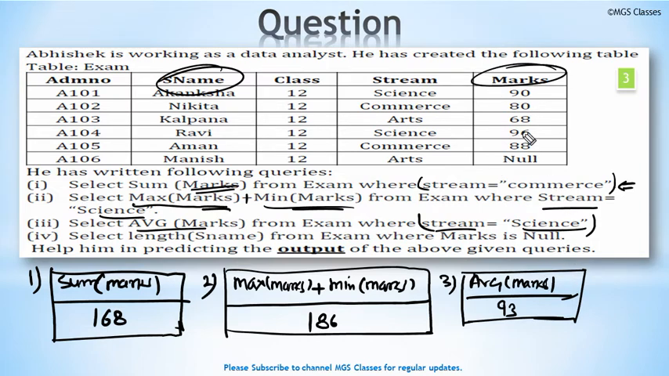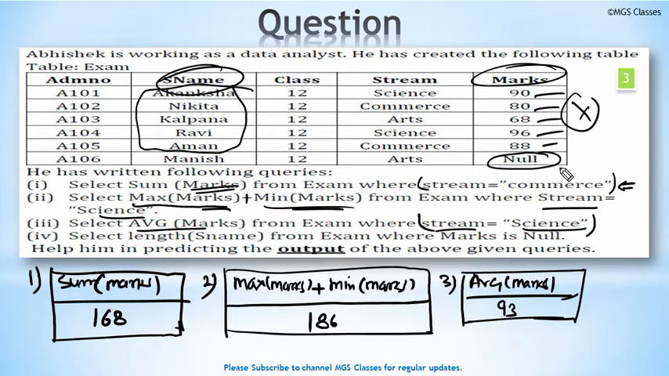So marks is null means we are only interested in this row, because in these 5 rows the marks value is not null. So length for those names will not be calculated. Only for this name, with the null value in marks, the length of the S name will be calculated. So here the length function we will apply on the table column S name. Column name you need to look at carefully.